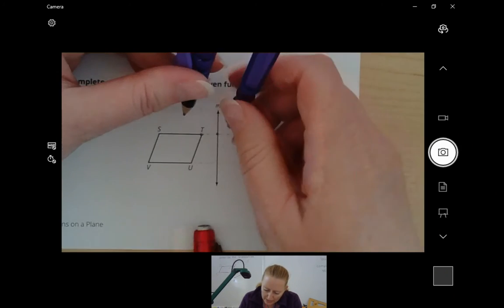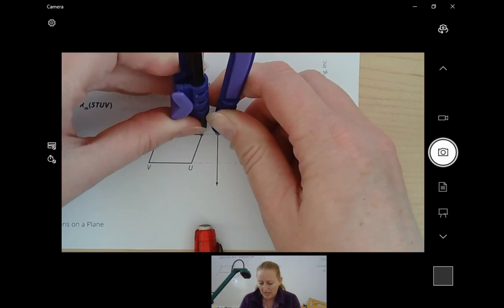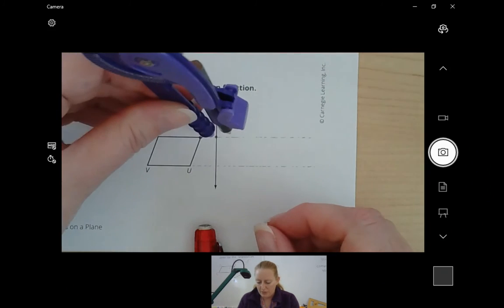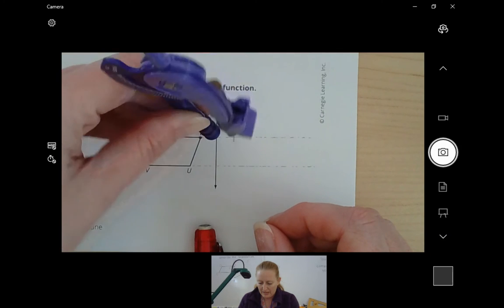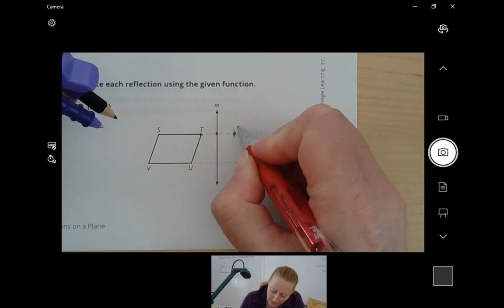I'm going to reflect point T first, so stabby side and pencil side. And I'm like, well, that's how long it is. So I'm going to flip around. Remember, it's a flip, and I'm going to put it on the other side. And I'm like, all right, cool. That is where T prime should be.